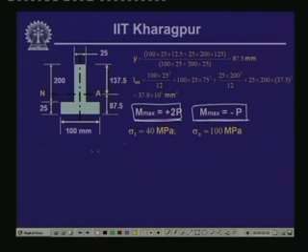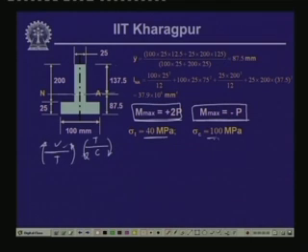Mind that when we have a positive moment, it is in this particular direction, causing a compressive stress at the top and tensile stress at the bottom. When we are dealing with the negative moment, we have tension at the top and compression at the bottom. Since the section is unsymmetrical, the values of y1 and y2 will be different, and consequently the values of the stresses will be different. Since we have different allowable stresses for tensile and compressive, naturally we will get 4 values of P corresponding to all these 4 criteria.